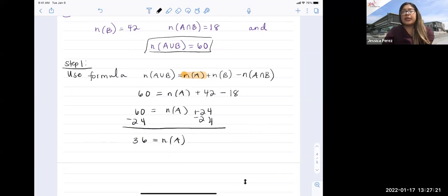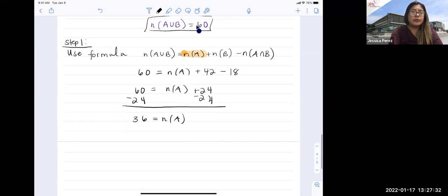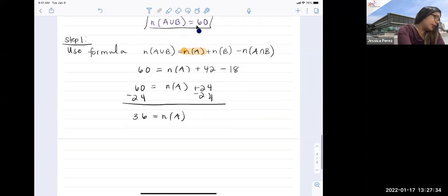Maybe I will ask you to solve for n of B. So I can ask you to solve for which one. So all you're doing is solving for a general equation. Okay. All right, let's do a different question.